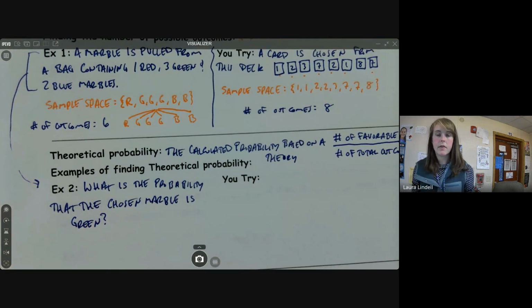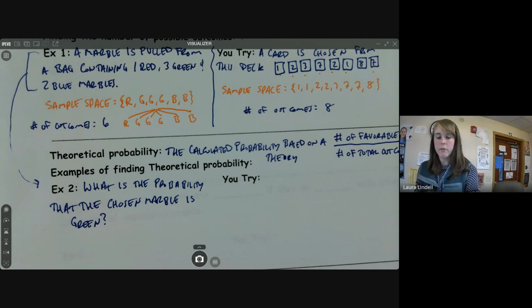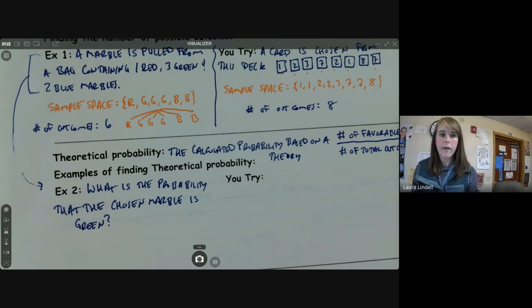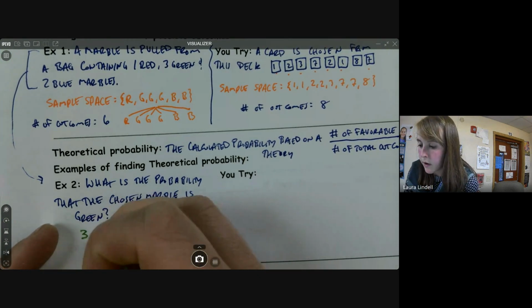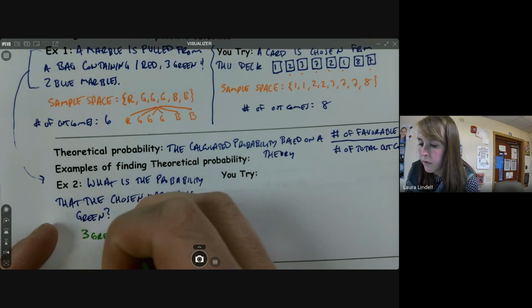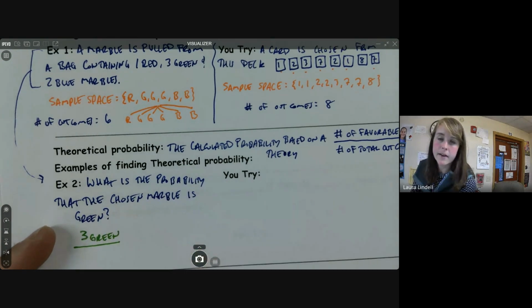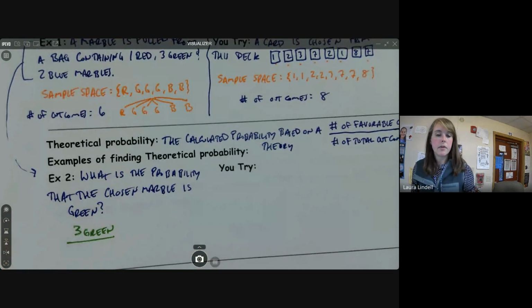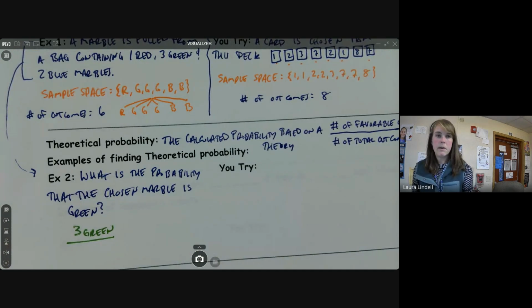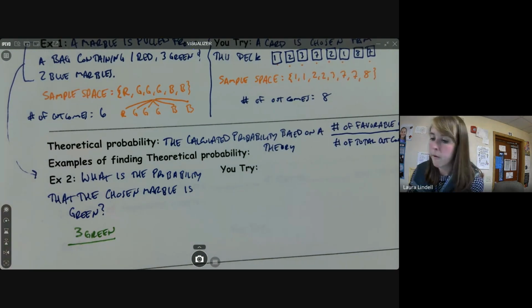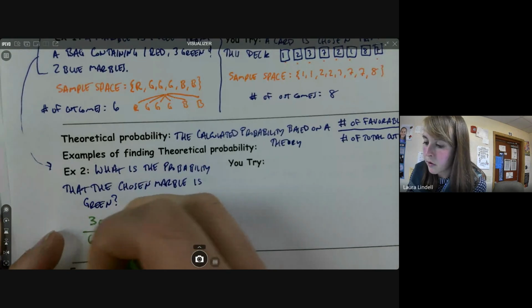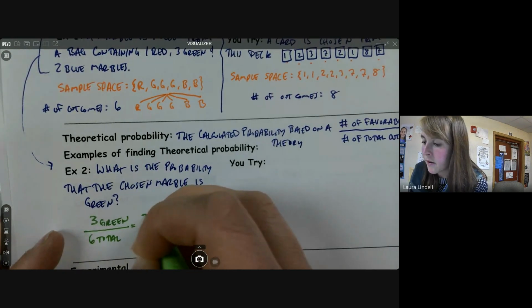Okay. So now we need to ask ourselves, what are the favorable outcomes? Well, we want to pick a green marble in this scenario. So since there's 3 green marbles, 3 is the top number. And probability is usually written as a fraction, sometimes a percentage, but we'll get there. So there's 3 green marbles. How many total outcomes were there? Well, our number of total outcomes in the marble bag was 6 because there's 6 marbles. So 3 green over 6 total is the fraction 3 over 6.